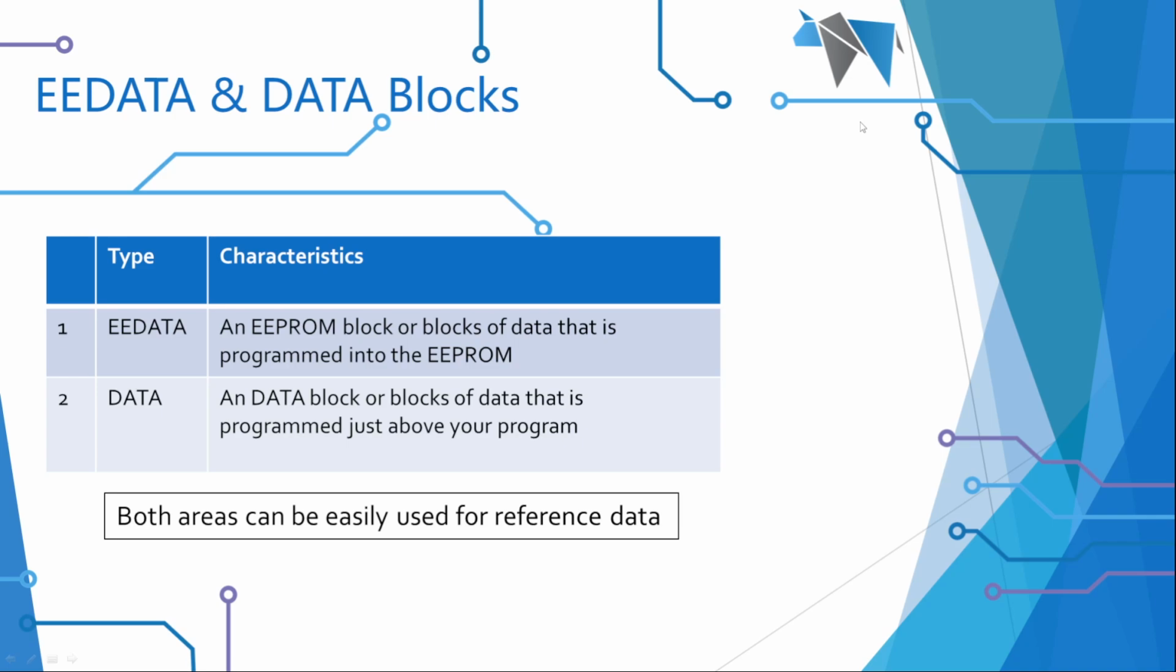Other things I'm going to show you are EE data or data blocks. There is a very simple way in GCBASIC to create a block of data. You don't have to write it in programming terms. You just put it inside your source code and it will automatically put that data within your program, in the EE space, the EEPROM space. But you can also do the same inside the program memory area, and it will create large data blocks just above your program, and you can refer to it. It's fantastic. Really simple. Both areas can therefore be used as reference data.